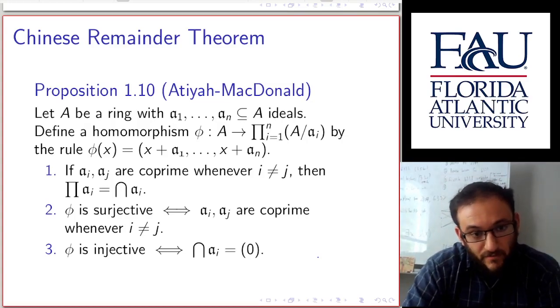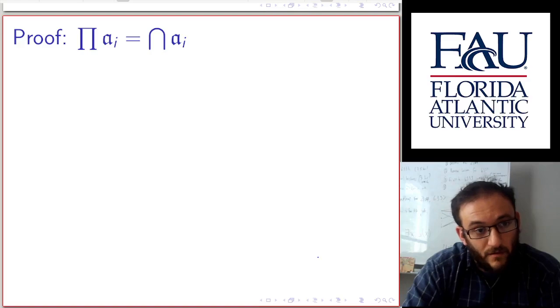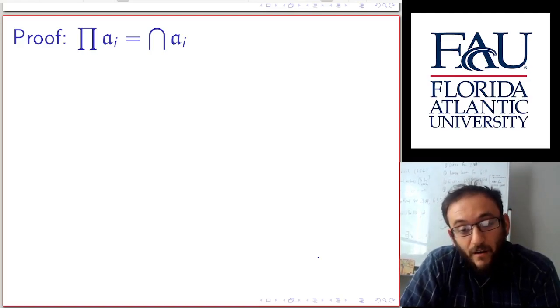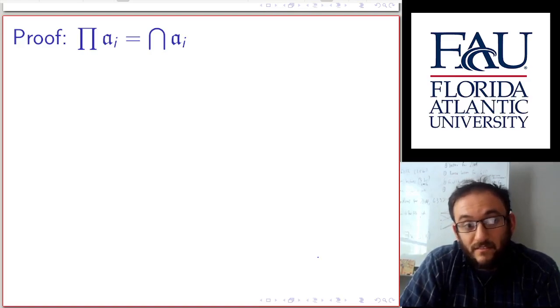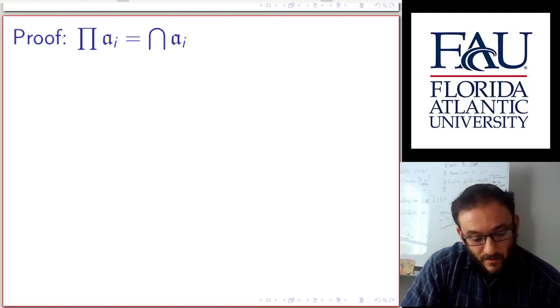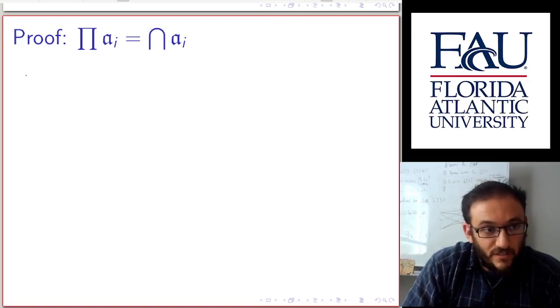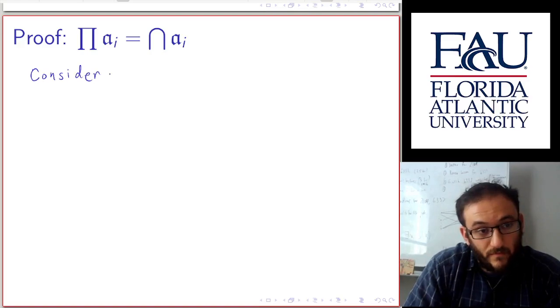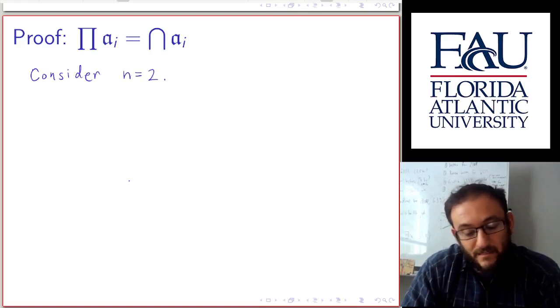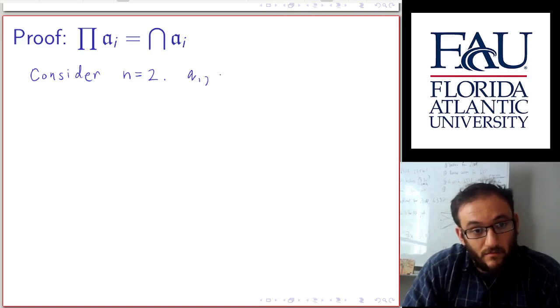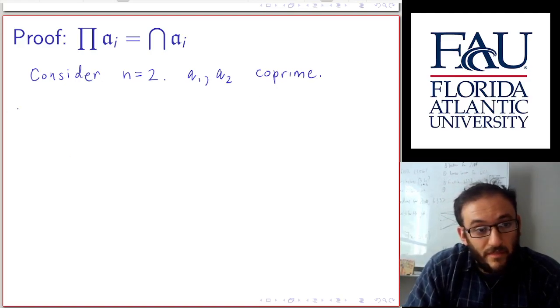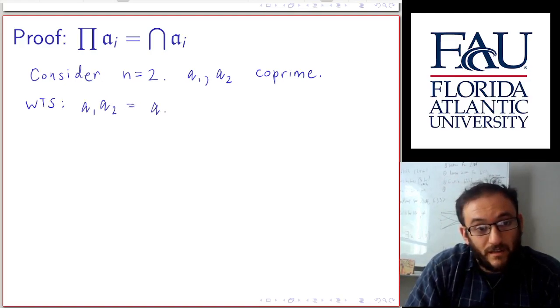But let's start with the proof of part 1. First we want to show that if the ai are coprime, then the product of the ai is equal to the intersection of the ai. For this, we have to take it in two phases. First, consider the case n equals 2. So here we just have two ideals, a1 and a2, coprime, and we want to show that a1a2 is equal to a1 intersect a2.